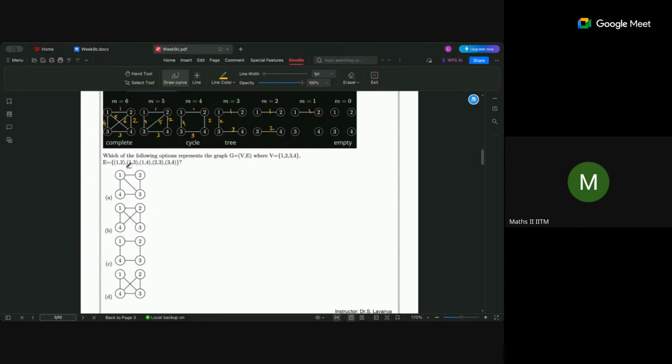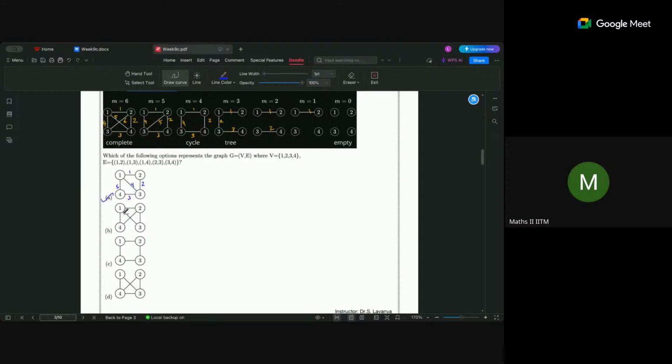So what about the first one? You have a connection for 1, 2. This is fine. 1, 3 is also there. 1, 4 is also there. 2, 3 is also there. 3, 4 is also there. So you have 1, 2, 3, 4, 5. Let's also number it, so that all the 5 are here. So the first one exactly matches.